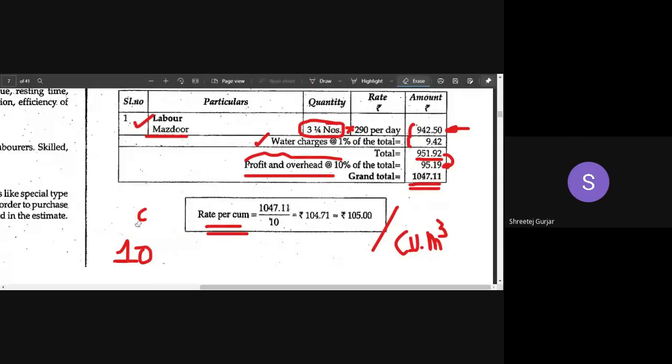Is this clear? In the site you might have heard this particular term. What is the rate for excavation? Tell me. Then you have to tell them it is around 100 rupees per cubic meter.